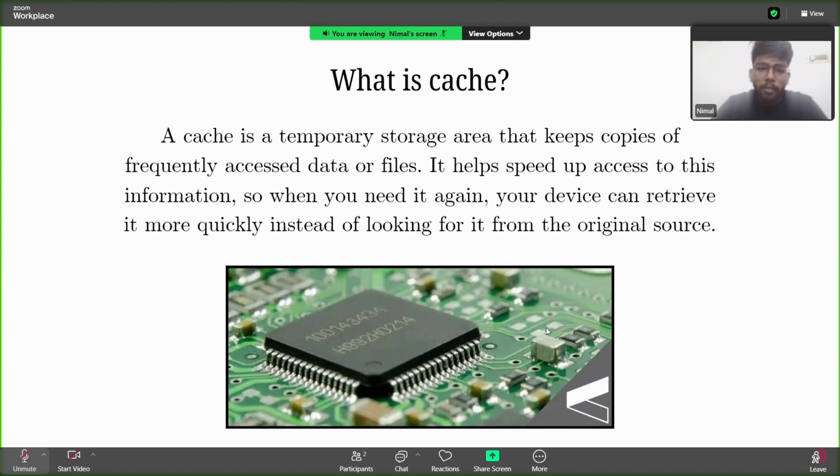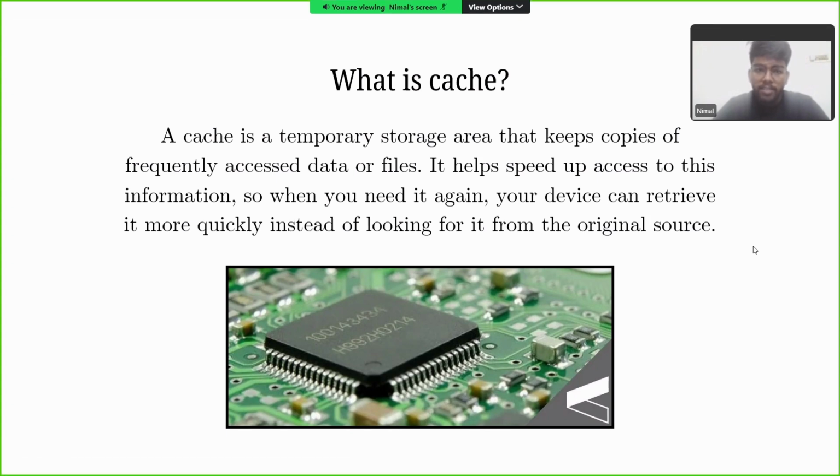So, as the definition is given, a cache is a temporary storage area that keeps copies of frequently accessed data or files. It helps speed up access to this information, so when you need it again, your device can retrieve it more quickly instead of looking for it from the original source.